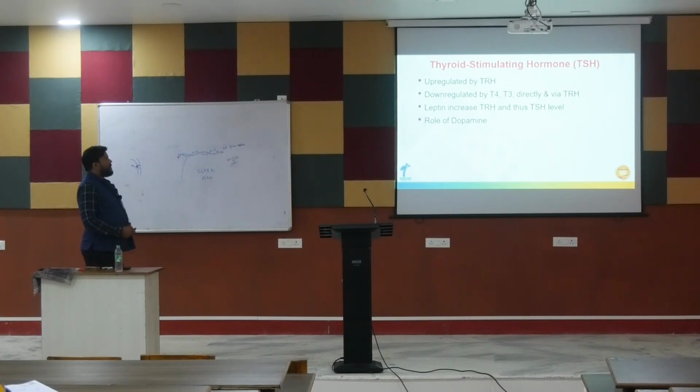So TSH is upregulated by TRH, downregulated by T3, T4, directly via TRH. There's another hormone called leptin. This leptin can increase thyrotropin releasing hormone and thus TSH level. And there's some role of dopamine also.